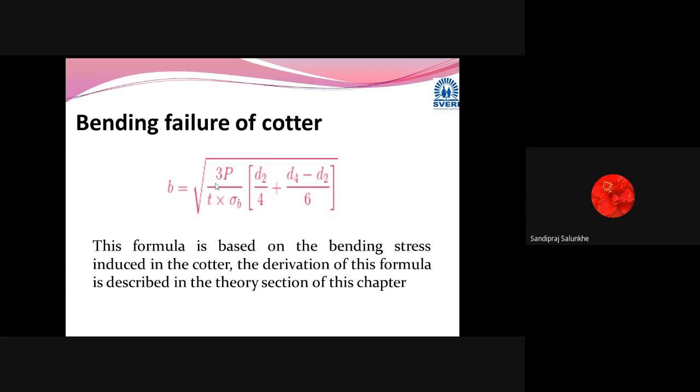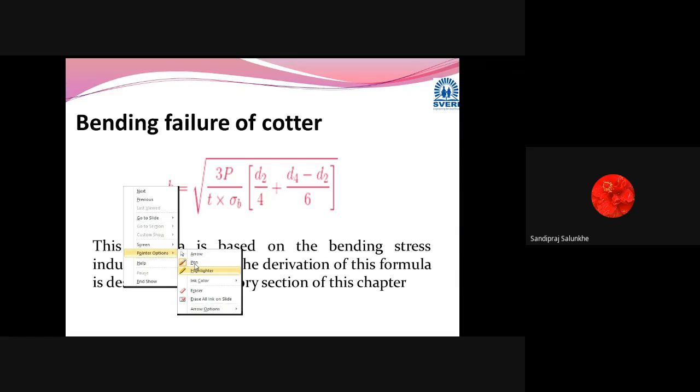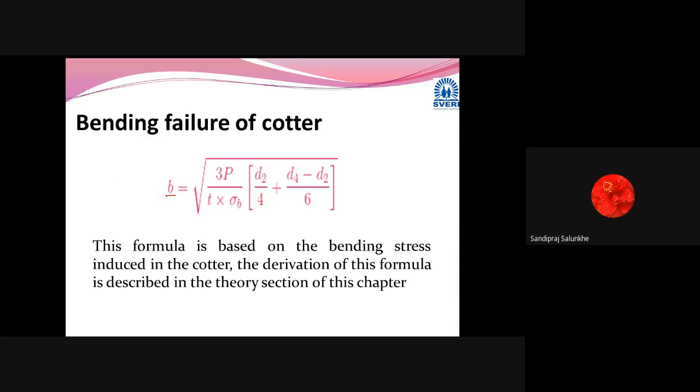Now, from this bending stress, we are going to calculate this formula in terms of the width of the quarter pin. This b is equal to the square root of 3P, where P is the tensile force, t is the thickness of the quarter pin, and sigma b is the allowable bending stress. You can consider it as a maximum compressive or maximum tensile stress. In most cases, you can consider this sigma b as the limiting tensile stress value.